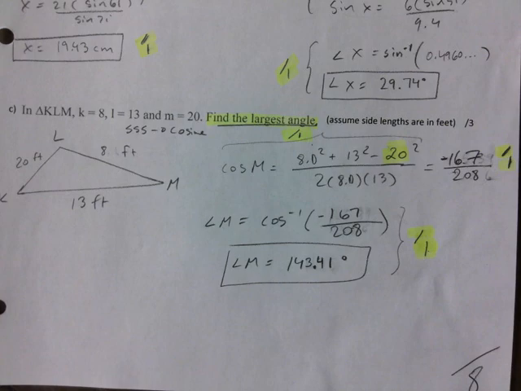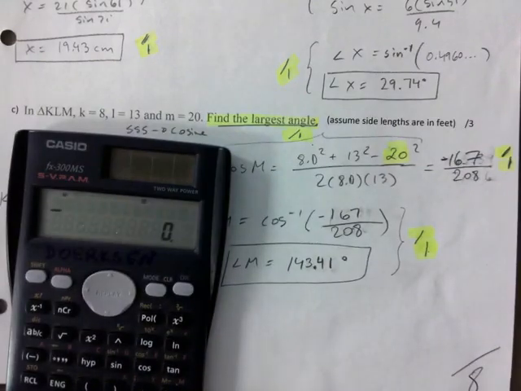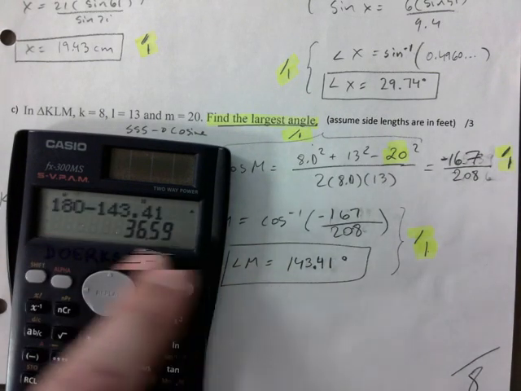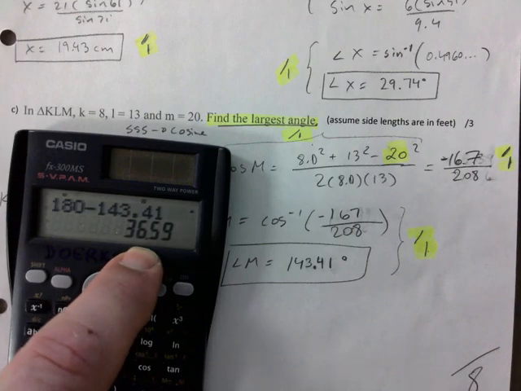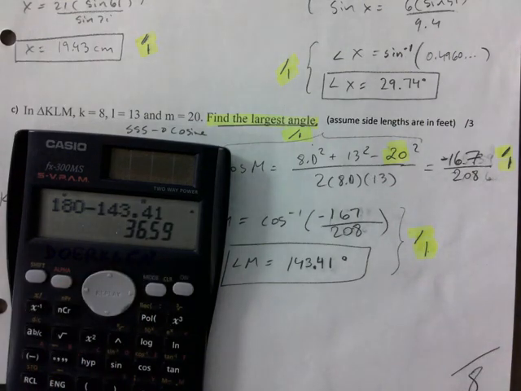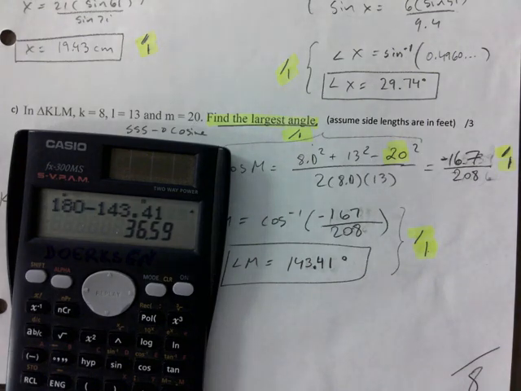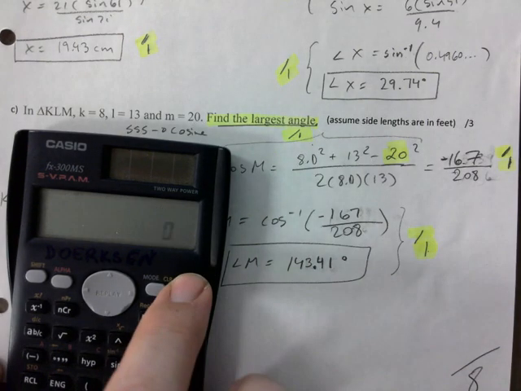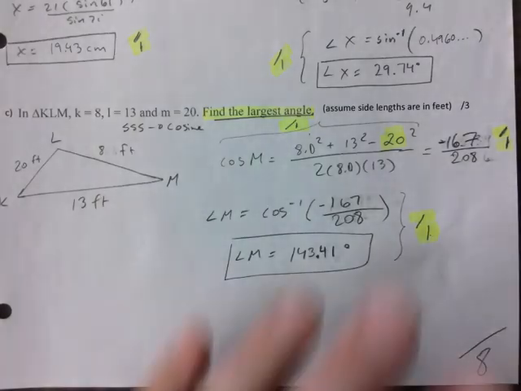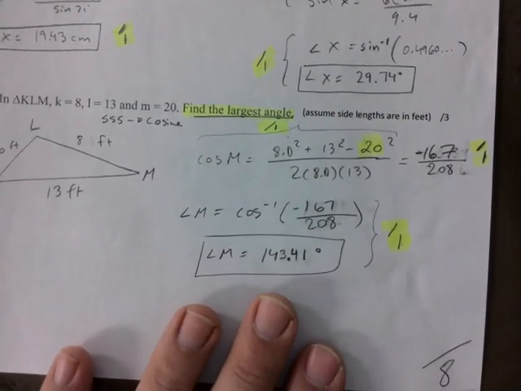Are we good? If you miss the negative, you will get the supplement of that. You get 36.59. Okay, it's either or. It finds either the obtuse angle or the acute, which is right next to it. They're right next to each other. So 8 marks for this page.